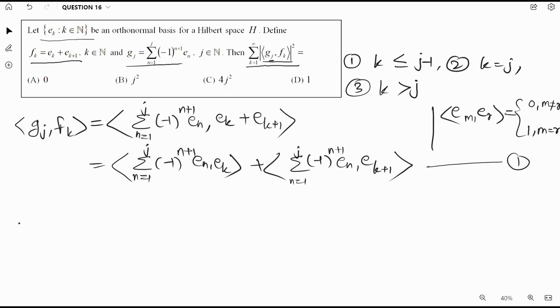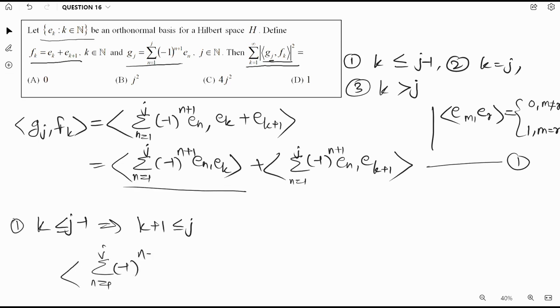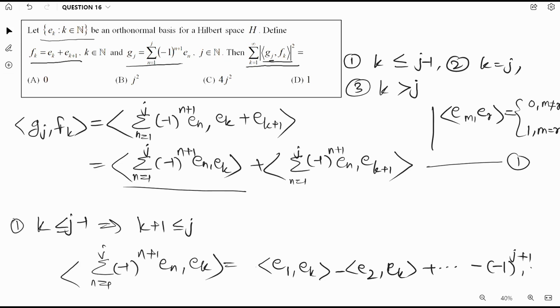Okay, so the first case is k is less than or equal to j minus 1. So this implies k plus 1 is less than or equal to j. Now consider this first term, the summation, n runs from 1 to j, of (-1)^(n+1) en comma ek. Basically this is an alternating sum: the inner product of e1 comma ek, minus e2 comma ek, plus and so on, plus the last term, which is (-1)^(j+1) times the inner product of ej, ek, right?